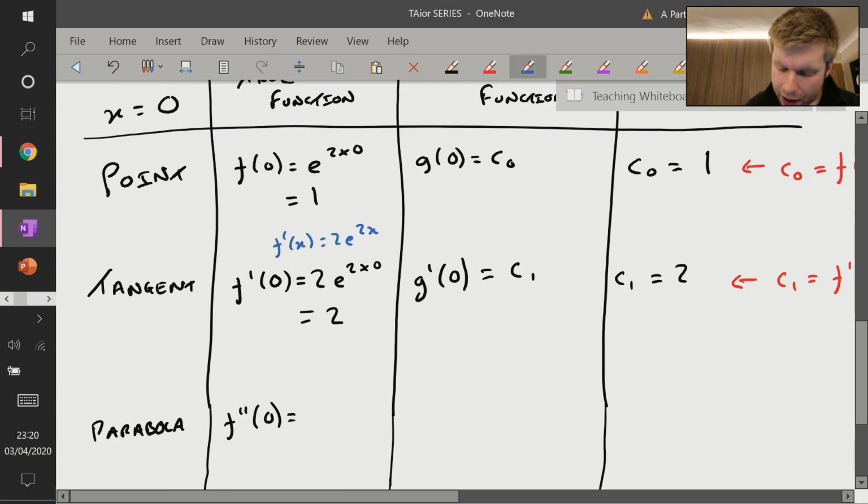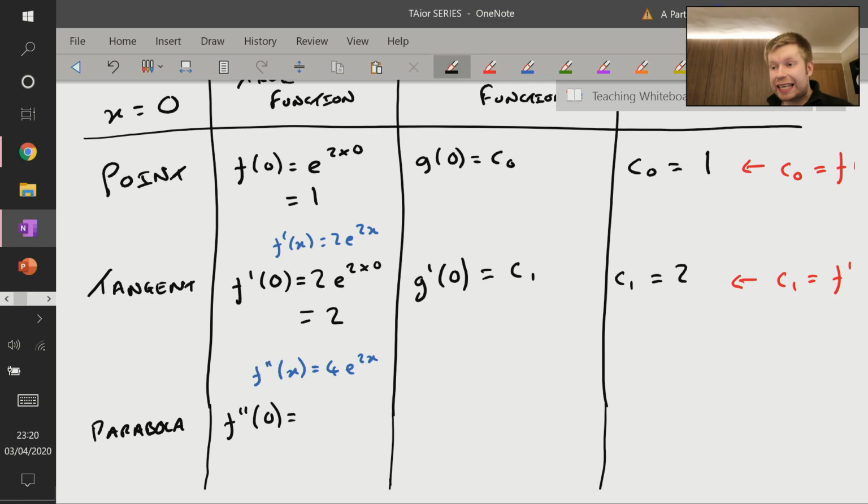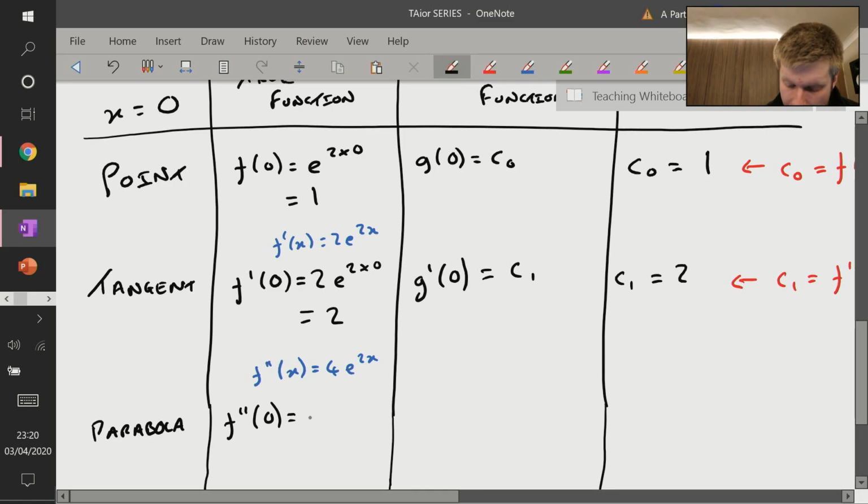So therefore the second derivative of my function, well, I bring the power down again. So it becomes 2, sorry, I differentiate my inside function again, it's just a chain rule. So it becomes 2 times 2, which is equal to 4 e to the power of 2x, right? And then all I need to do is stick in x equals 0. So I get 4 times e to the power of 2 times 0. Well, 2 times 0 is just 0, so it's going to be 4 times e to the power of 0, which is 4 times 1, which is just 4.